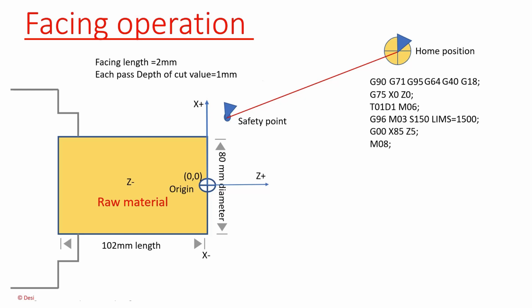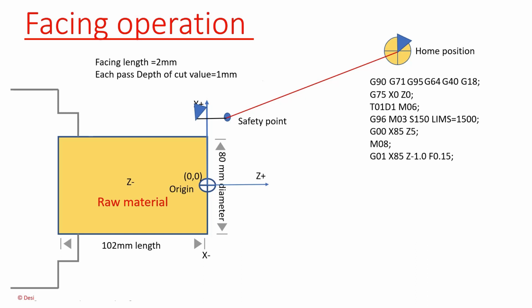Next the tool moves in the Z direction and X is constant, because in the facing operation the depth of cut value is taken in the Z direction. That value is G01 X85 Z-1 and F0.15. G01 means linear motion with slow feed. This code is used in cutting areas with slow feed. F means feed rate. In this program we give the feed value as 0.15. It means per spindle revolution, the tool will move 0.15 mm.